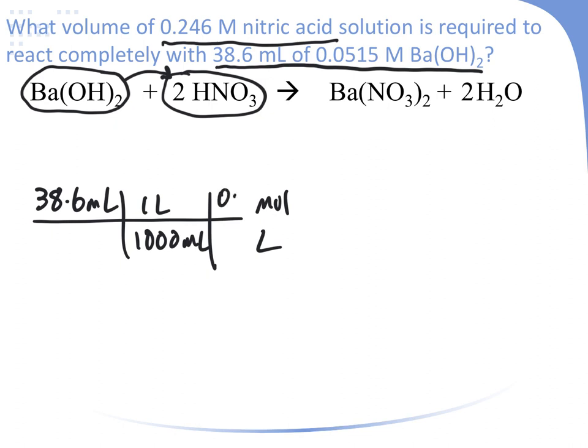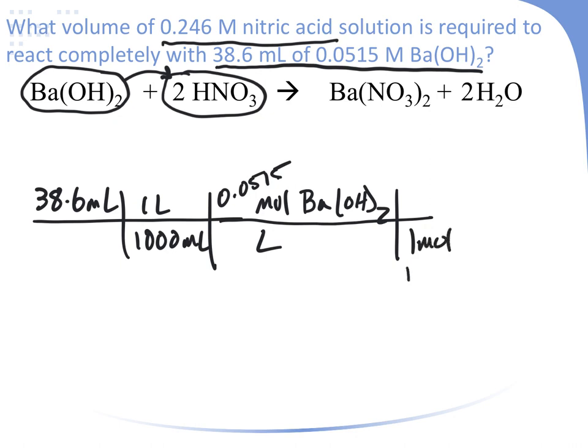I can change my 0.0515 moles of the barium hydroxide to liters of barium hydroxide. Or from liters, sorry, 2 moles. I can then use my balanced equation. It is 1 mole of barium hydroxide for every 2 moles, right up at the top, of the nitric acid. Now that's just coming from my HNO3. That's coming from my mole to mole ratio.